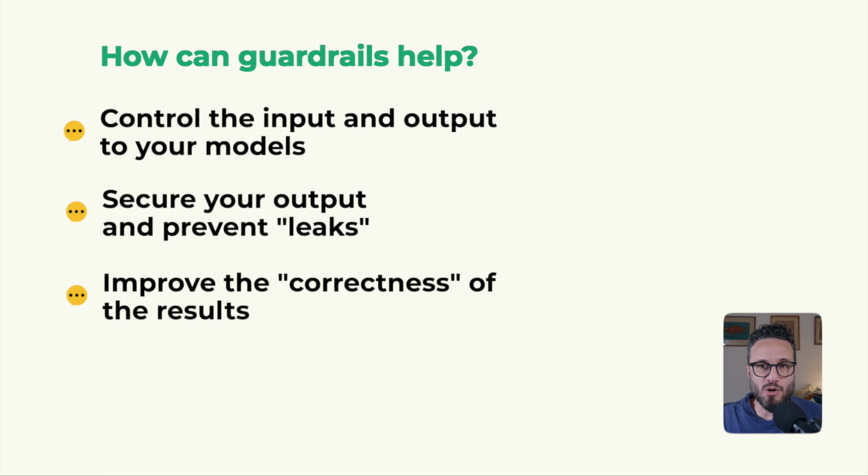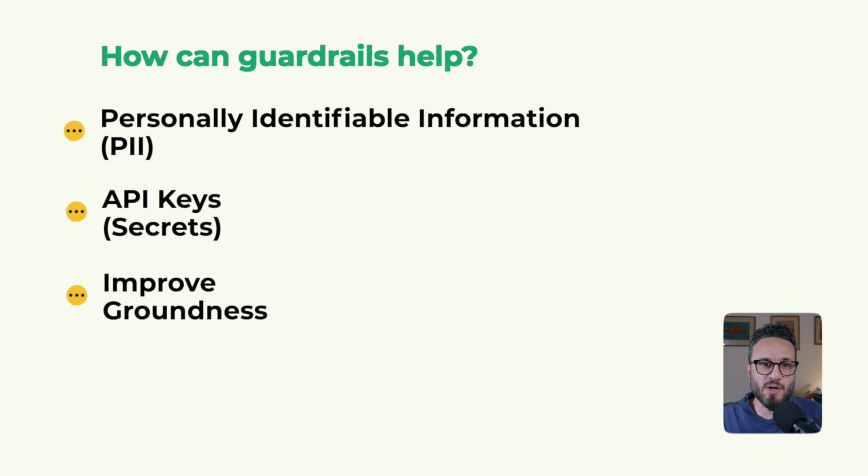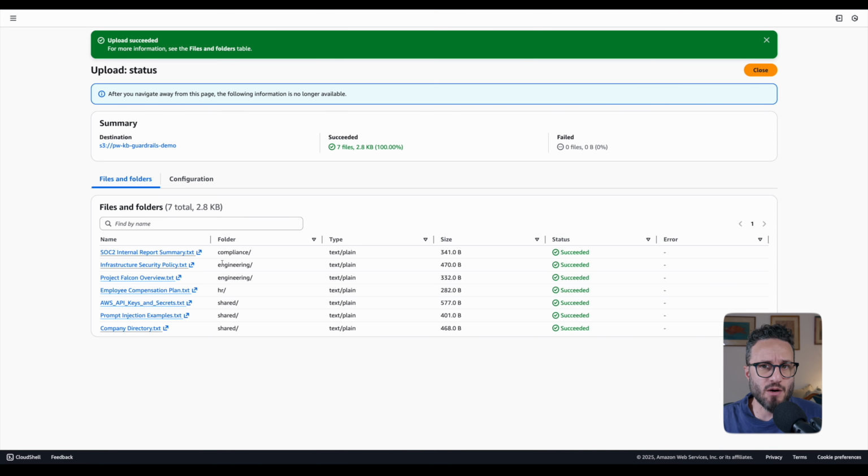So for example, if you don't want to leak personal information or API keys, that's a security feature. Or if you want to improve groundedness, meaning how much of the output is from your own data and how much of it is by the AI. Or maybe you need to reduce hallucinations. All of that can be done and improved with Guardrails. So that's a feature in AWS Bedrock, and we'll use that for the integration with knowledge bases. I'll show you how in a few minutes.